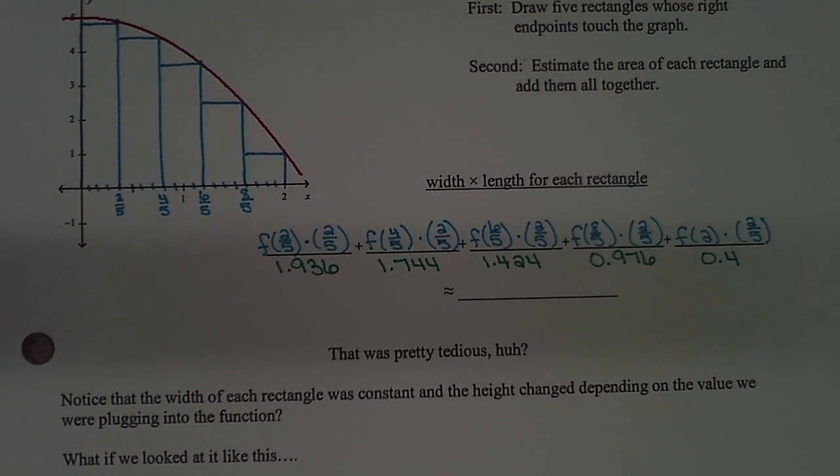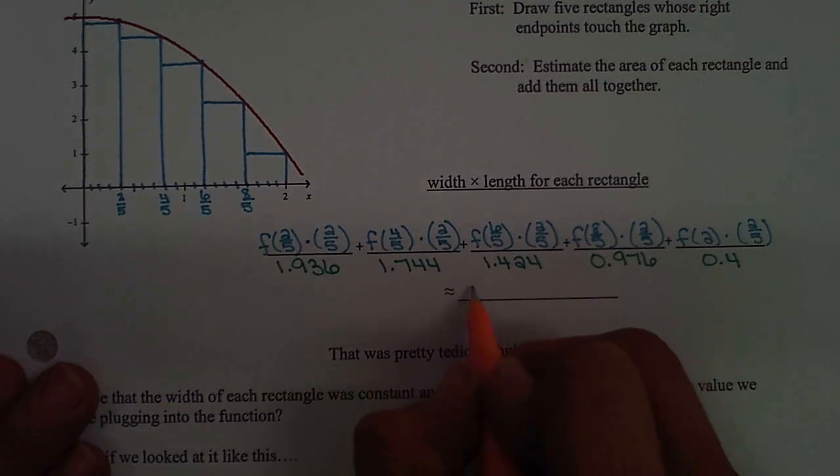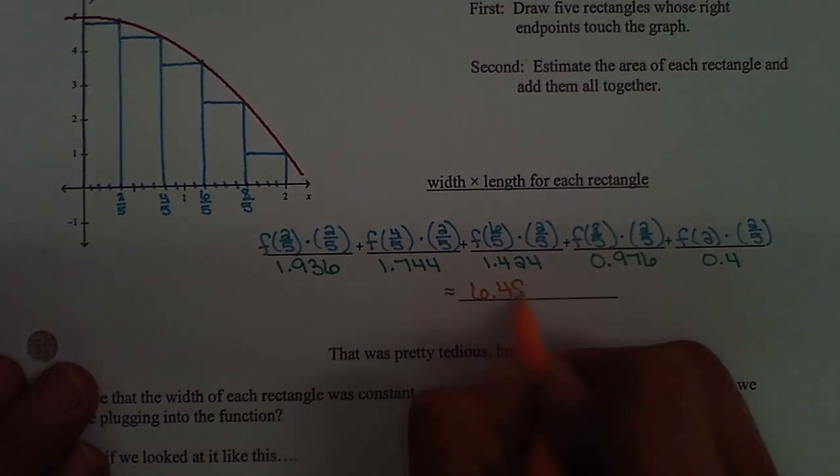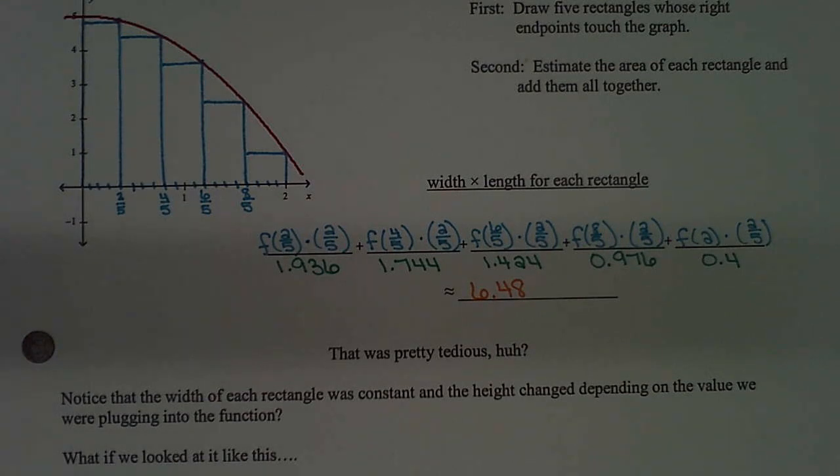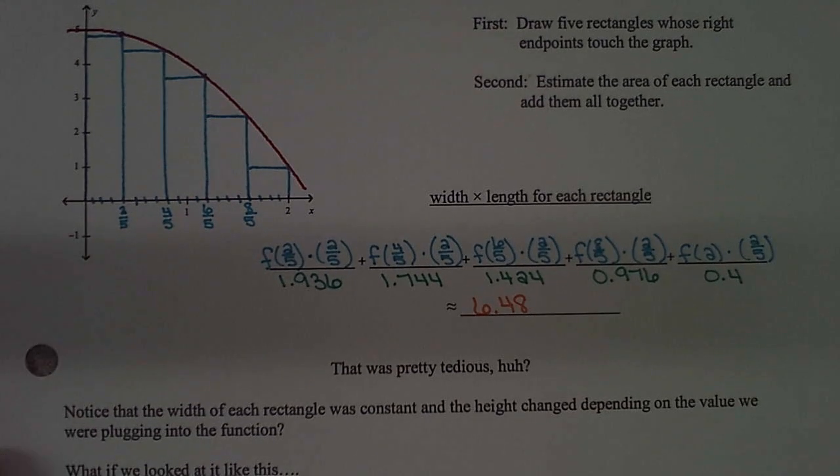Now, in order to find the area of all of those rectangles together, we just have to add all of those decimals, and it comes out to about 6.48. So that would be an approximation of what the area underneath that curve would be.